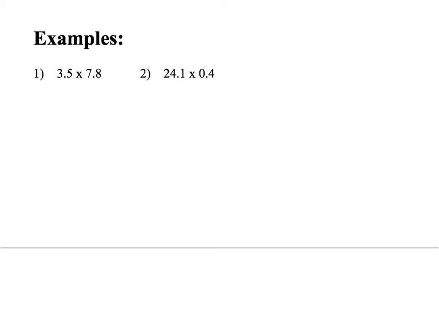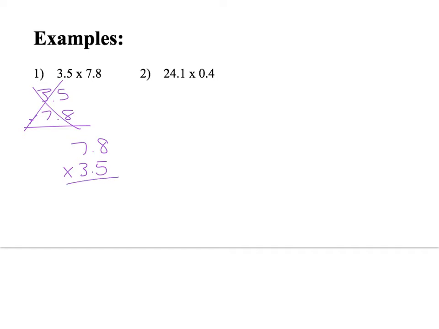Example 1, 3 and 5/10 times 7 and 8/10. You can choose to stack these numbers either way. You can either do 3 and 5/10 times 7 and 8/10, or you can choose to flip them because of the commutative property of multiplication and have 7 and 8/10 times 3 and 5/10. You will get the same product either way.